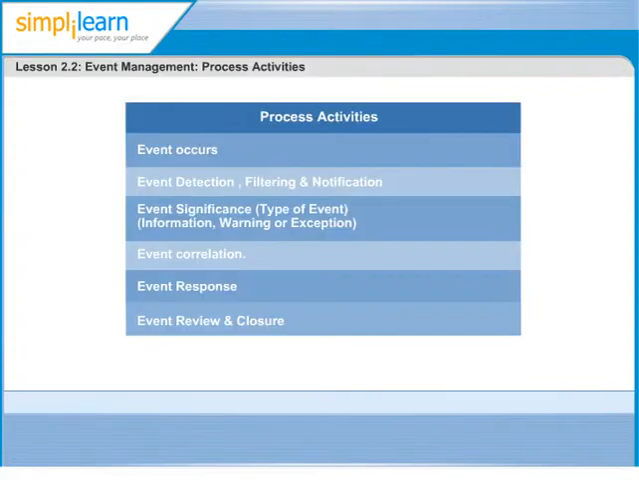Let's now look at the life cycle of the event and what happens during the different stages. The event life cycle starts with the event occurring. Once the event has happened, it is detected, filtered according to the importance of the event, and a notification is issued, which could be an email, an SMS, logged in a tool, or simply a flag on the monitoring dashboard.